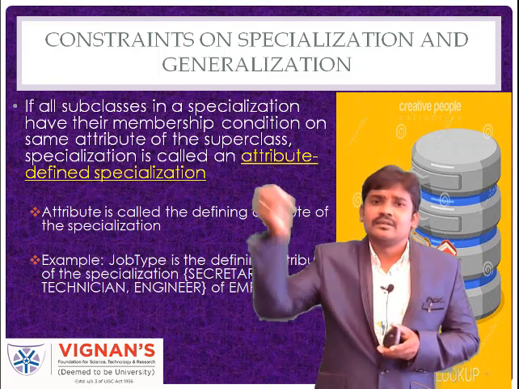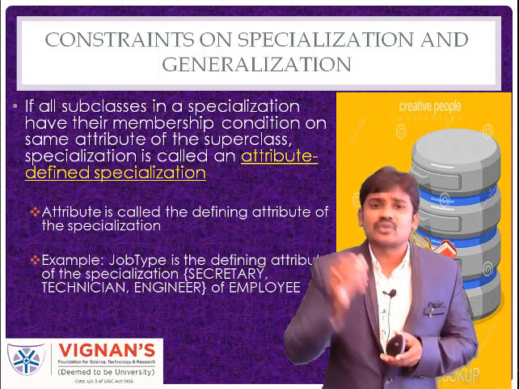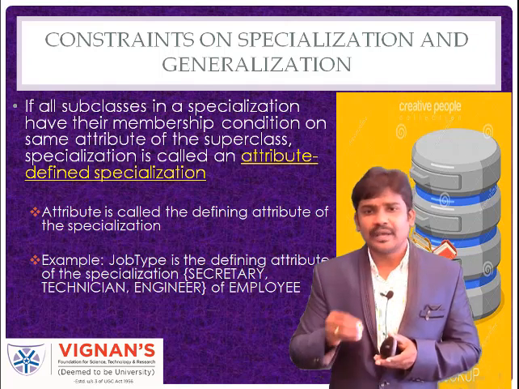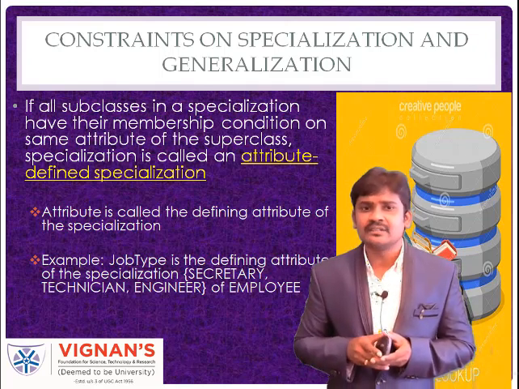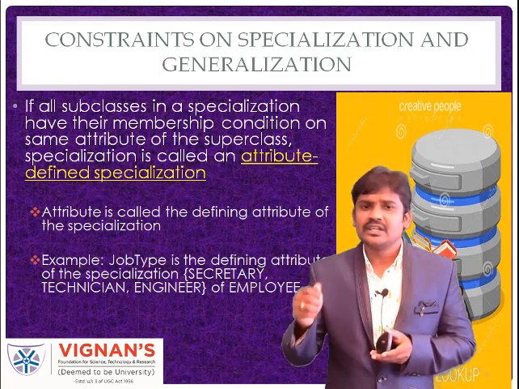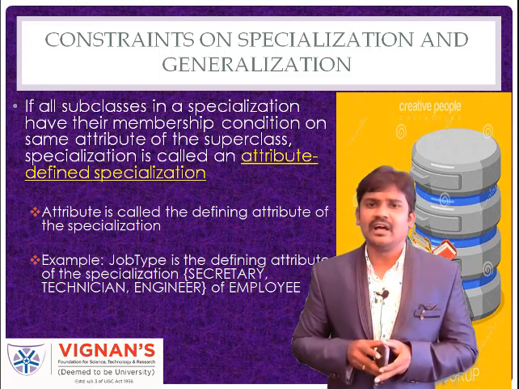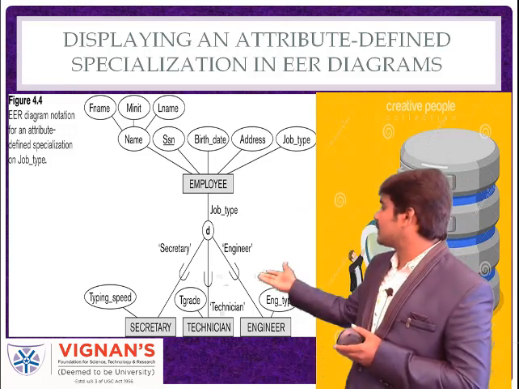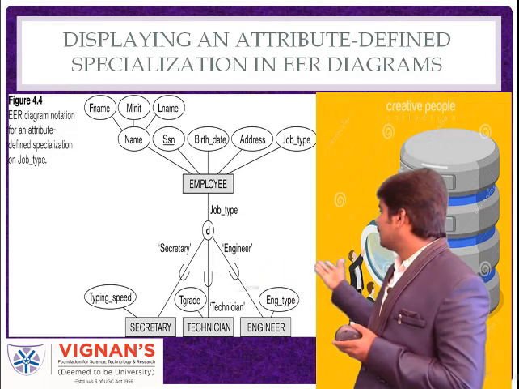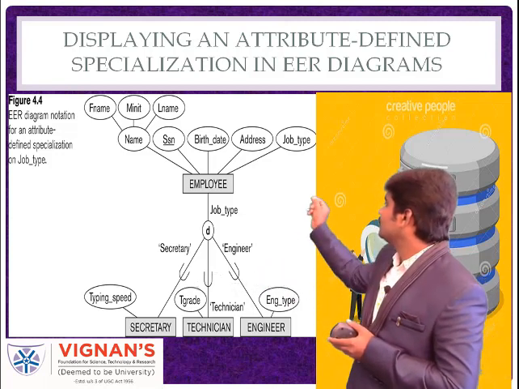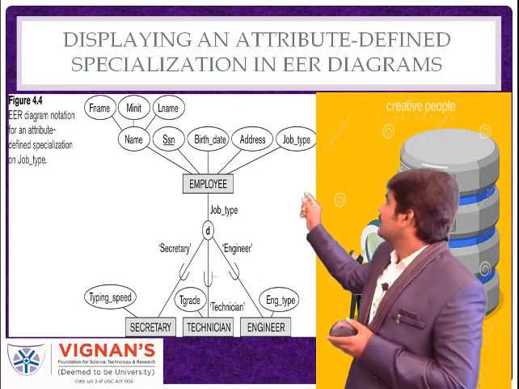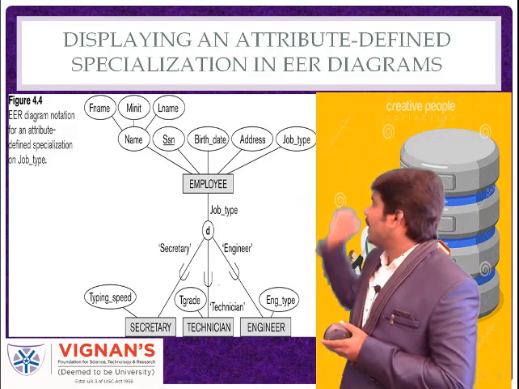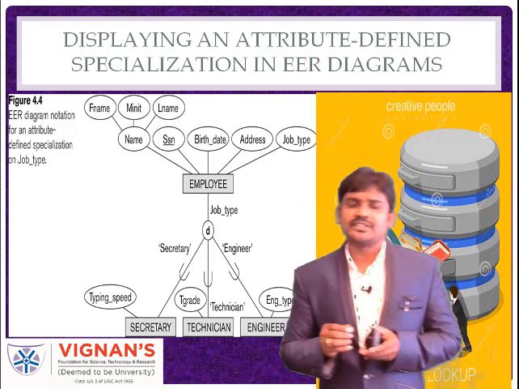We are giving that job type. So such an attribute is called the defining attribute of the specialization. Example, job type is the defining attribute of the specialization secretary, technician, engineer of employee. Here see the example. Okay, so the employee table deriving three subclasses, secretary, technician, engineer, with the attribute job type. Here the employee deriving these subclasses with the disjoint partial. Why disjoint partial?